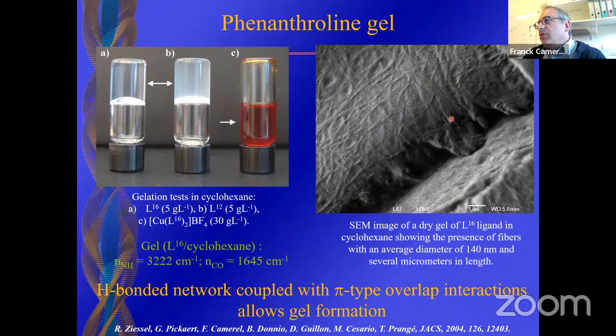So this is a picture we obtained through scanning electron microscopy of the gel. And here also you can see that we have fibers within the gel. You can confirm that you have hydrogen bonding with IR spectroscopy, for example. So you can see here that the availability of the hydrogen bonds is really crucial to obtain these gels.